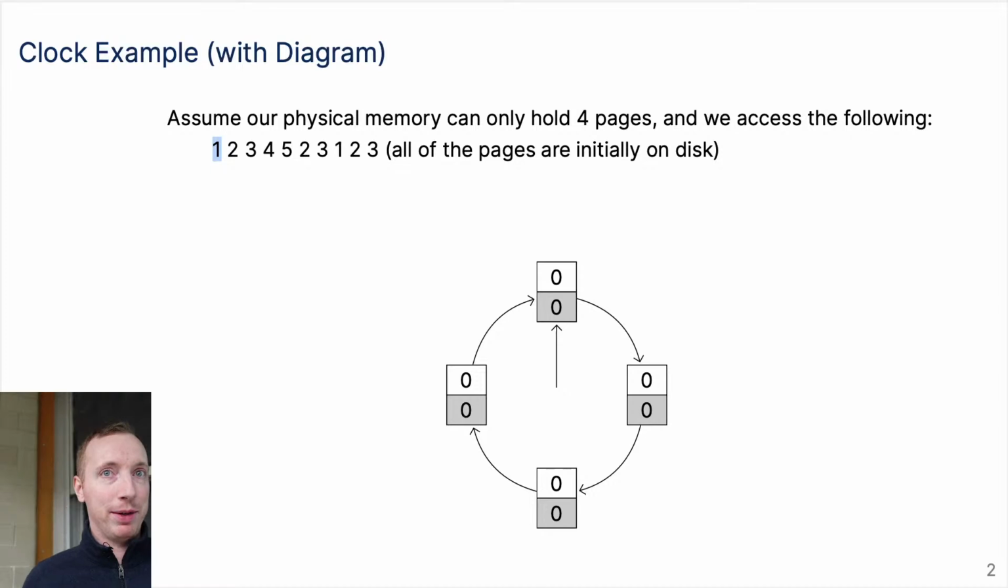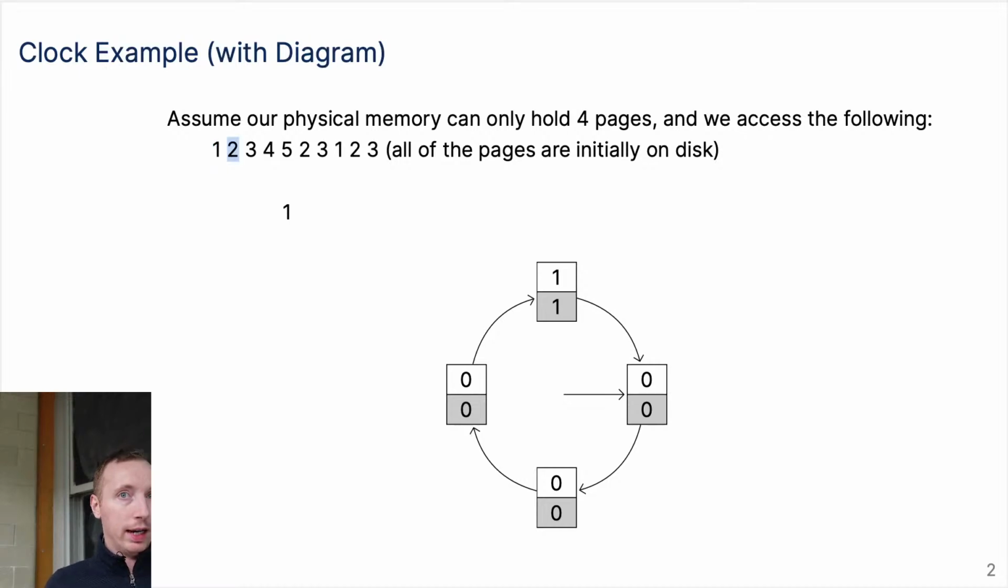So if we access page 1, we have to swap it in. Our current hand on the clock points to a location where the reference bit is 0, so we get to replace it. So we would swap in 1, set its reference bit to 1, and advance the iterator of the clock. So this is what the clock would look like right after we access the first page. So now it is in memory. Everyone good so far?